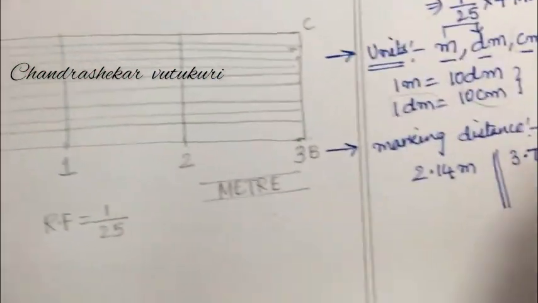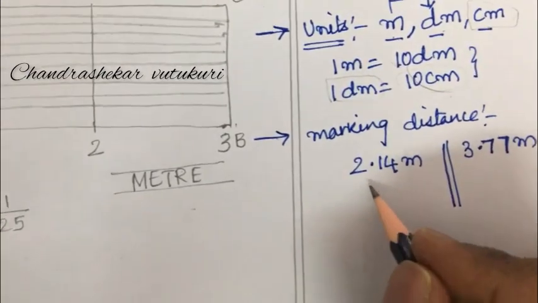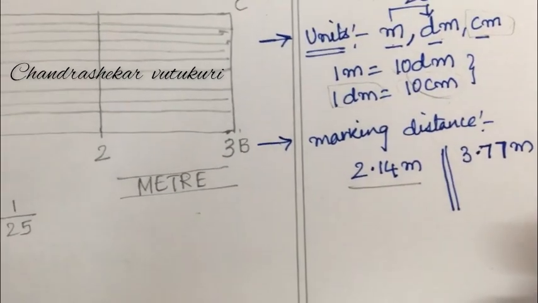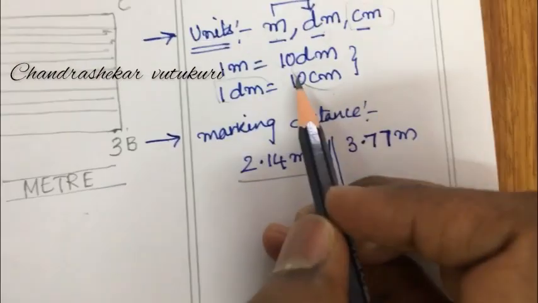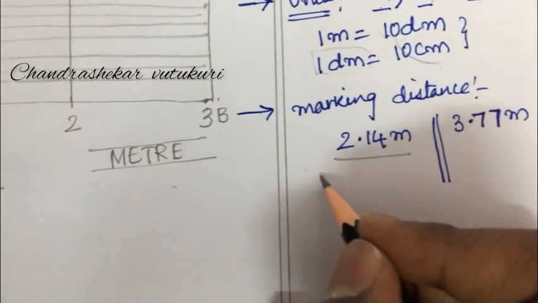Now, let us look at the marking distance. How to work out 2.14 meter? I do not have 2.14 meter directly here. As I know the conversions, accordingly I can work it out.